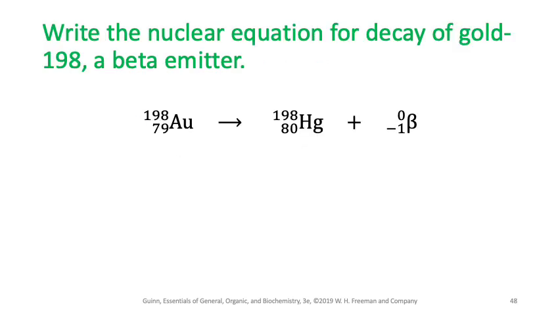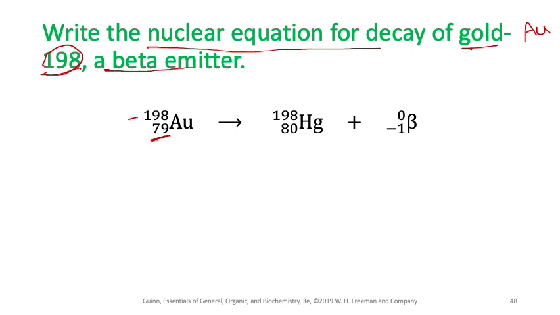Let's take one more example. It says write the nuclear reaction for the decay of gold 198. The time I see gold, the symbol is Au, I know I can go to the periodic table and figure out the atomic number for gold, which is 79, and then the isotope is 198, which means the mass number of that gold isotope is 198.